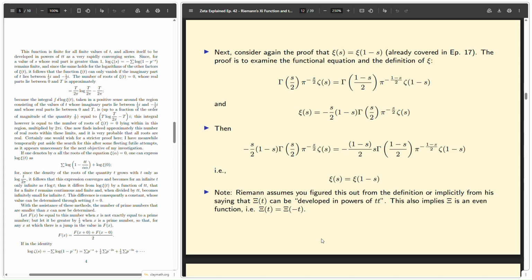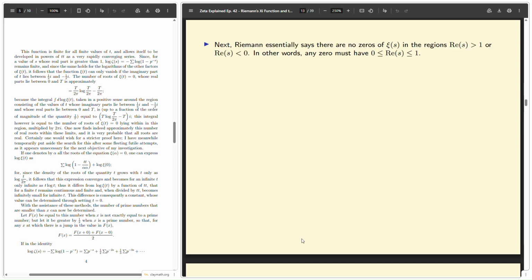Sorry about this, it's kind of very technical here, but I'm trying to cover everything that Riemann is saying. So next, Riemann essentially says that there are no zeros of zeta of s in the regions real part of s greater than 1 or real part of s less than 0. That's in this sentence right here. In other words, any zero must have a real part between 0 and 1. And remember, I'm looking at the s plane, whereas he's looking at the t plane here.